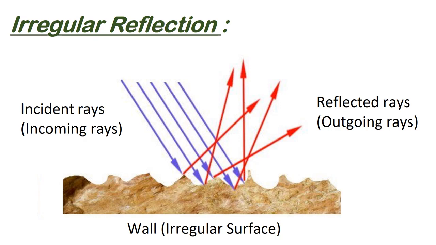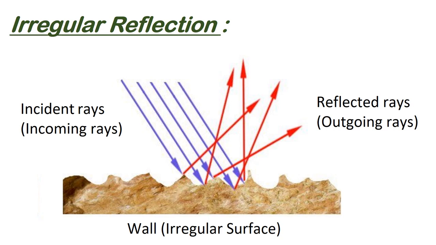Let us now look at the diagrammatic representation of irregular reflection. Once again, first of all, let's have a look at the irregular surface. We can see the top of the surface is not smooth or polished. For instance, let us assume the surface to be a wall.